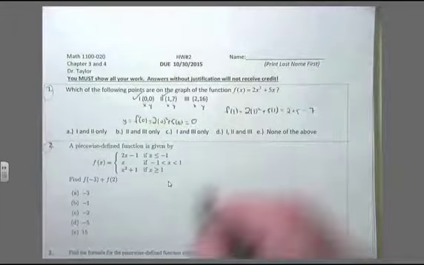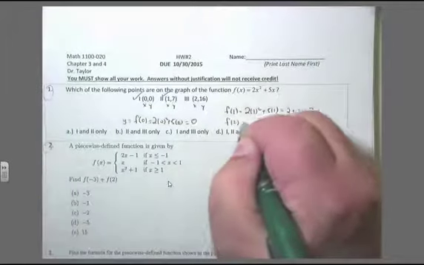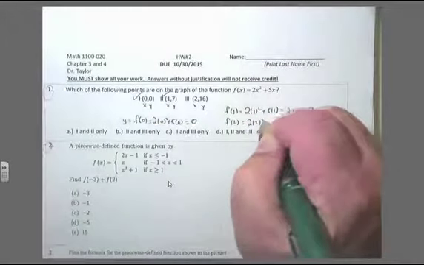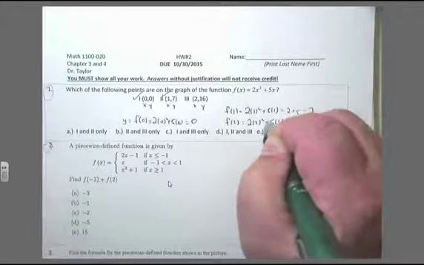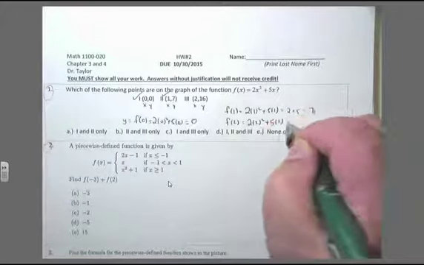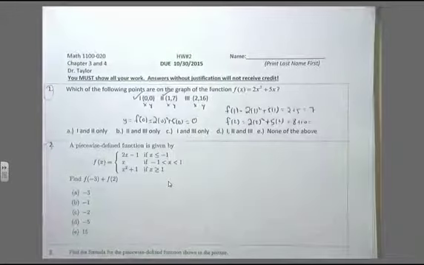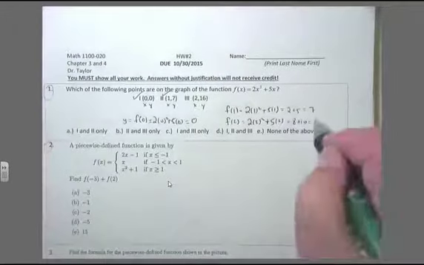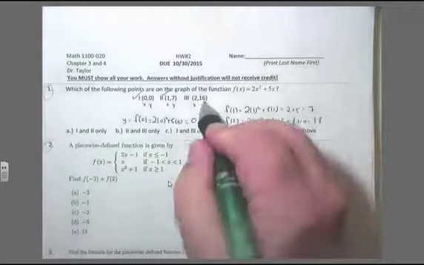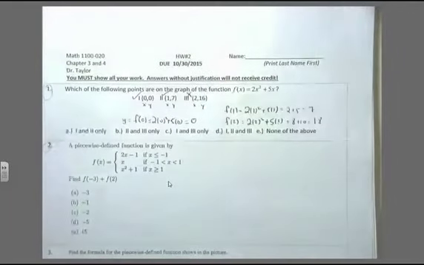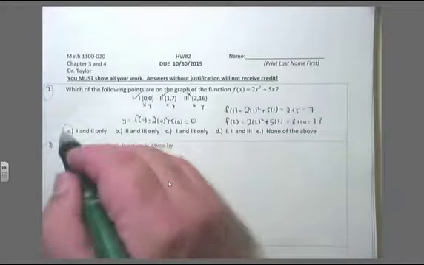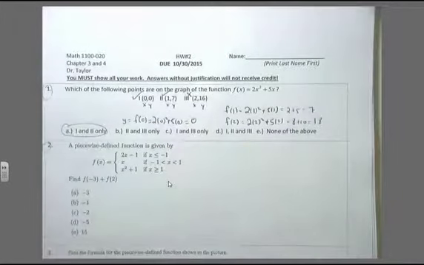What about the third point? What's f of 2? That's 2 times 2 squared plus 5 times 2. 2 squared is 4 times 2 is 8. 5 times 2 is 10. What's 8 plus 10? 18. Did they have 18 here? No. So which one of these would have been my answer? Which ones work? 1 and 2? The answer is A. Does that make sense?